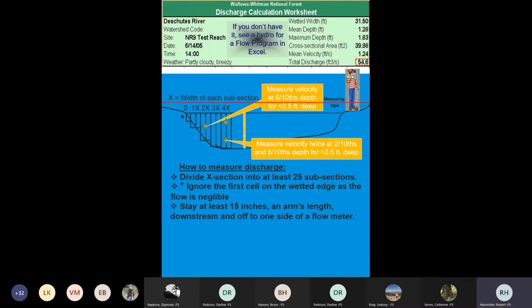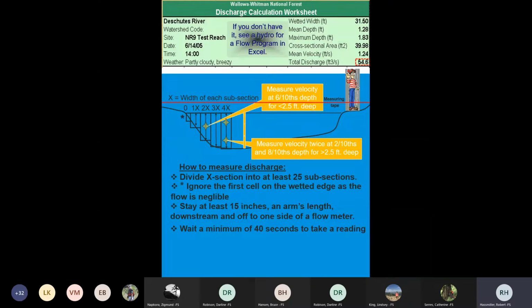When we're taking a measurement, we want to stay at least 15 inches or an arm's length downstream and off to one side of the flow meter, so as not to impede the hydraulics around it. And while we're standing there, we want to take a minimum of 40 seconds to take that reading. What we're going to see is little ebbs and flows, little spikes in the velocities, going up and down and up and down, and it's going to take the average reading for that 40 seconds.